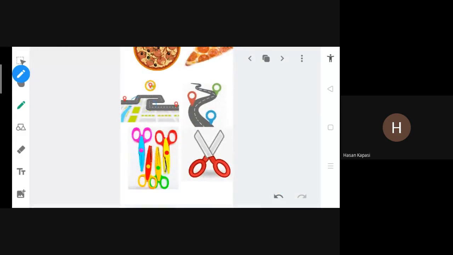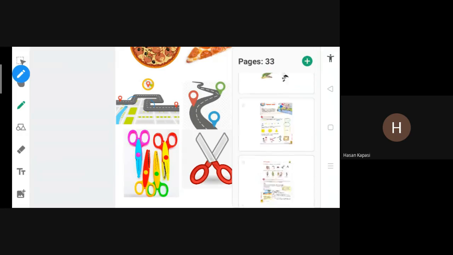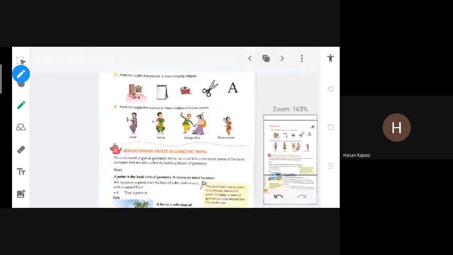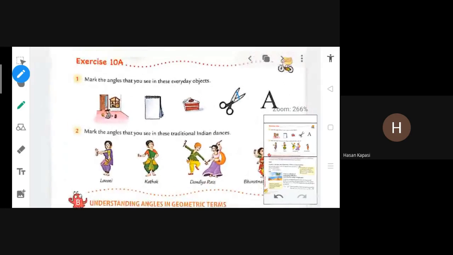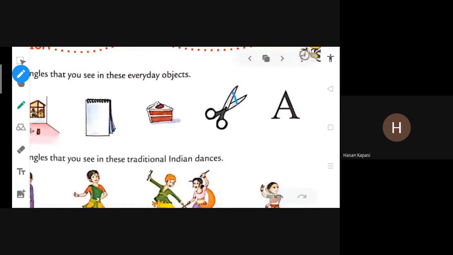So in this also we have compared where the corners are in all the pictures. Then alphabet A. So in alphabet A also, if you see carefully, upside this triangle also has three corners, this part, this part. Then downside, if we extend that, then here also there are two angles, means total five.